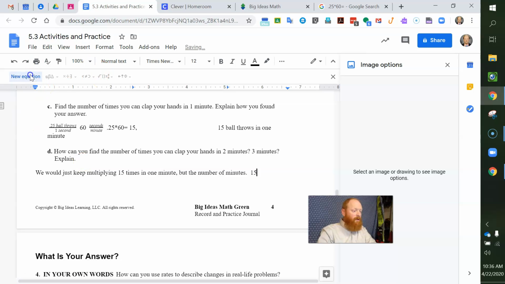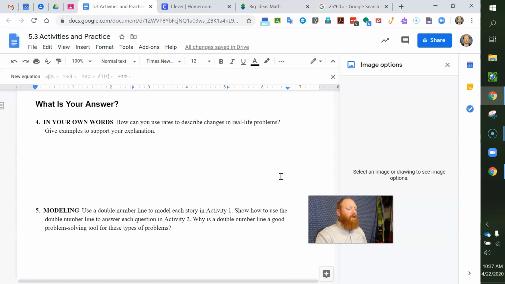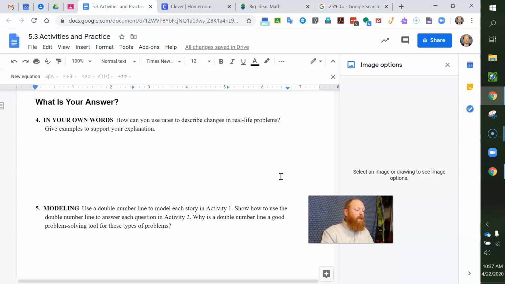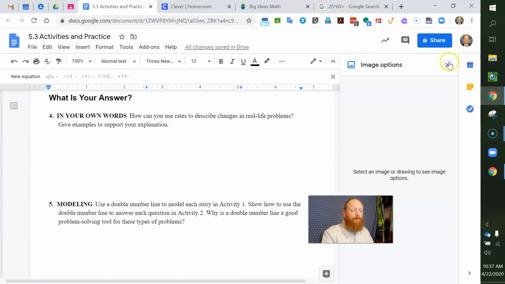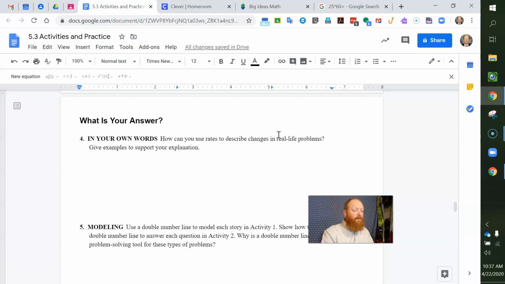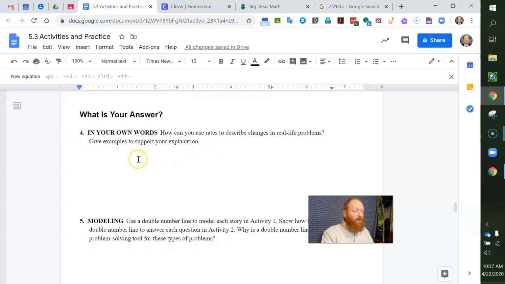I'm going to use this new equation, multiply 15 times 2, that's going to equal 30 ball throws. And times 3 is equal to 45 ball throws. Okay, good. What is your answer? In your own words, how can you use rates? How can you use rates to describe changes in real-life problems? Give examples to support your explanation.